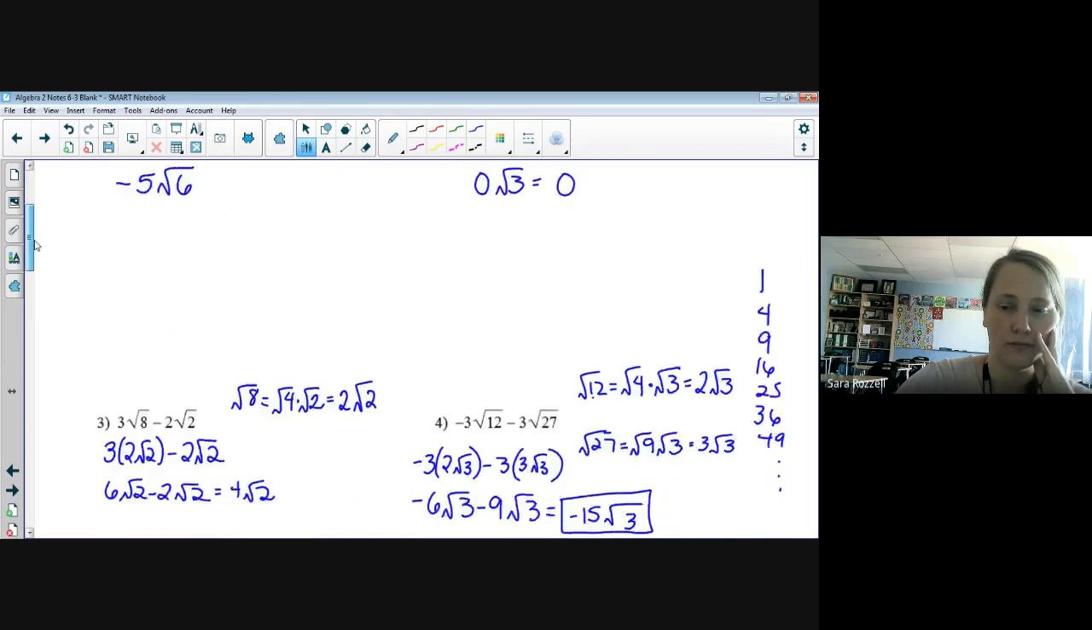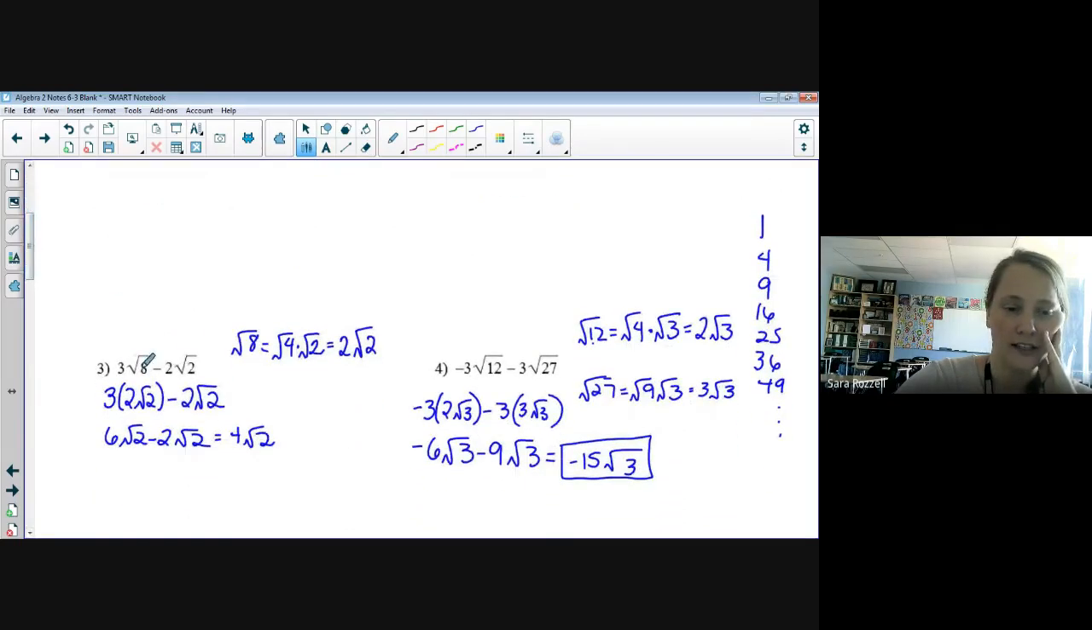root. If they don't match, like this is an 8 and this is a 2, you have to first simplify and see if you can make them end up being the same thing under the square root. The root 2 doesn't simplify. There's no perfect square in there, but 8 does. So square root of 8 is the same as square root of 4 times square root of 2, and the square root of 4 is 2. So I'm going to replace the square root of 8 where I see that with 2 root 2.